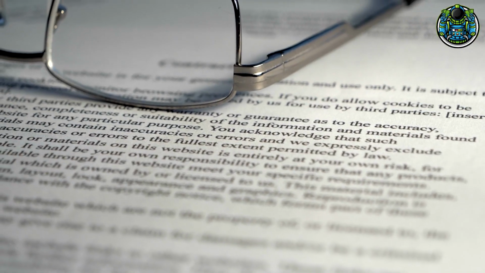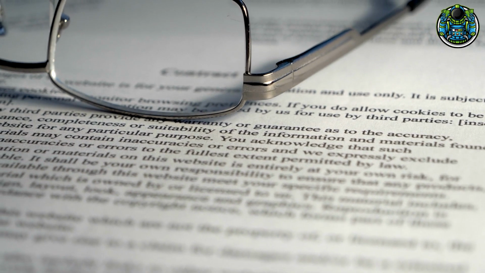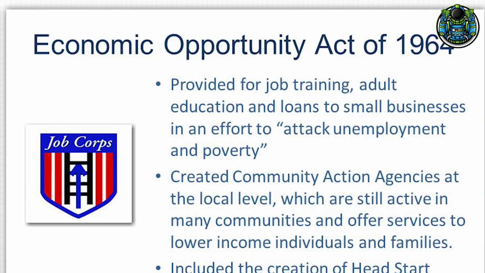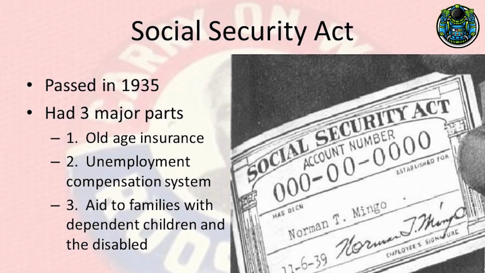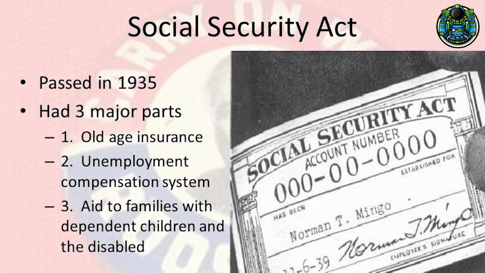Johnson went to Appalachia and was so appalled by the area's poverty that he declared war on such dangerous living circumstances. To combat poverty, he proposed and passed many forms of legislation, including the Economic Opportunity Act, the Food Stamp Act, and the Social Security Act, all of which remain in effect to this day.